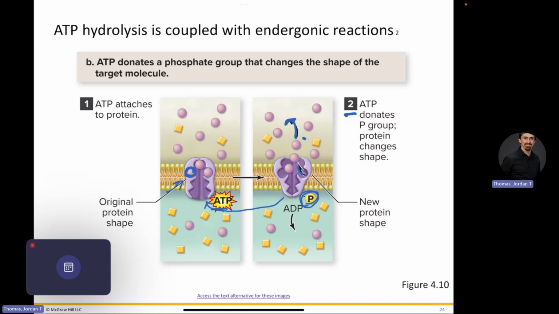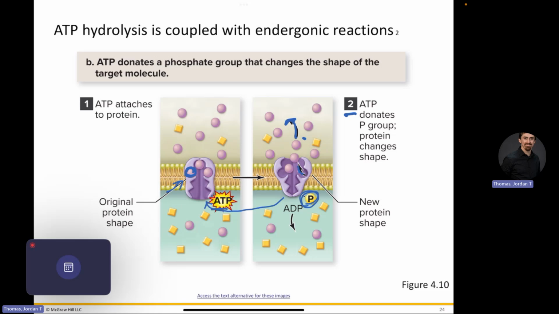Now, for this question, again, I'll read it off. I want you to pause, think about your answer, and then we'll answer. Which reaction is likely coupled with the hydrolysis of ATP? Pause and think about what the answer is.